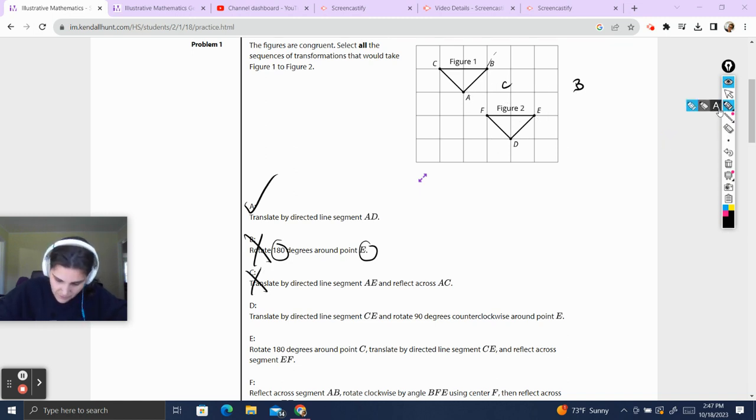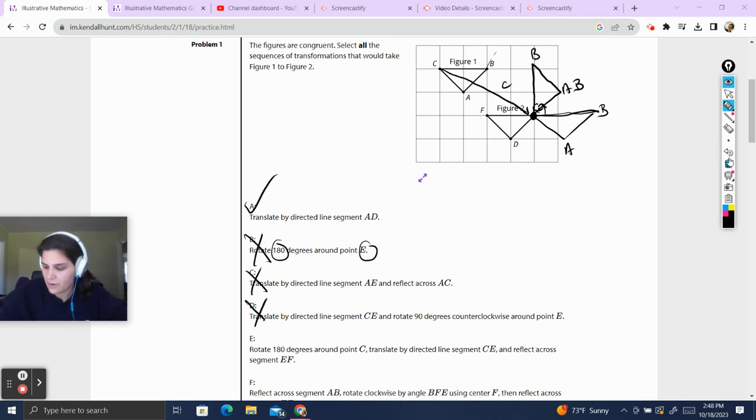Next one. Translate by directed line segment CE. So we're going to drag the whole triangle down there, which is going to bring it somewhere over here. We always bring our points with us. Never forget that. And then we rotate 90 degrees counterclockwise around point E. So we have a direction, we have an angle, and counterclockwise is this way, which is going to bring CB to stand up right there and pull the rest of the triangle like that. Nope, that does not work. So we cross it out.